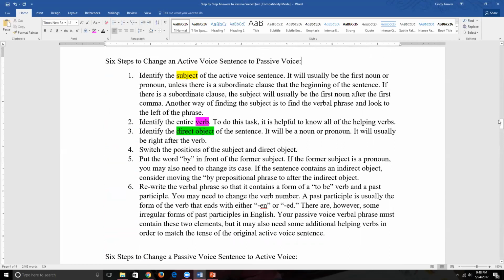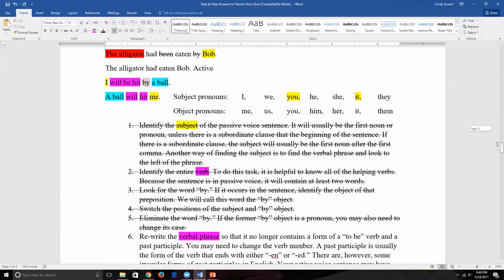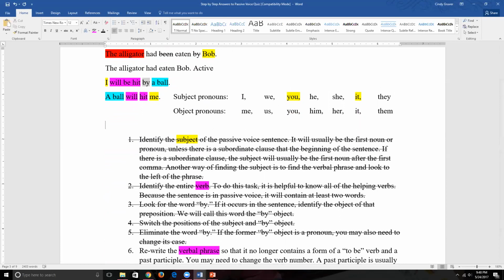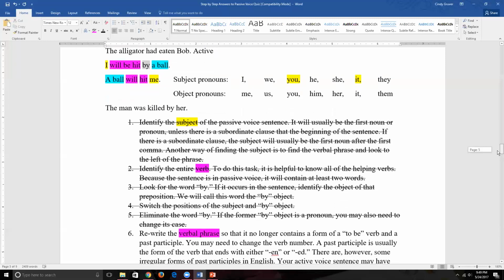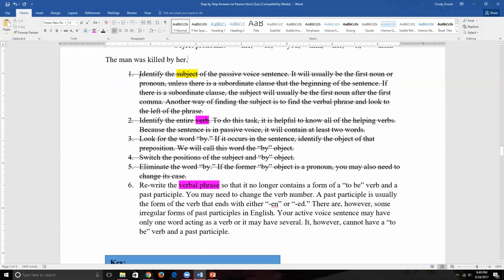Oh, wait a second. Before we do that, let's consider another scenario. Let's consider a sentence in which we don't know. Or actually, let's consider a sentence that we have a pronoun in the by expression. The man was killed by her. So let's go through our steps to make this correct.